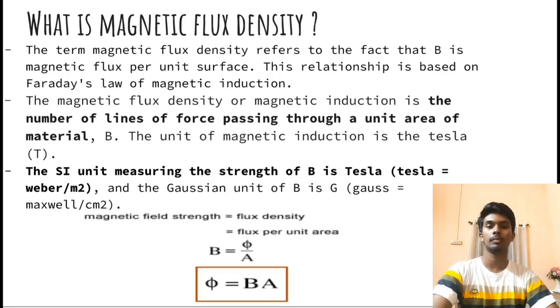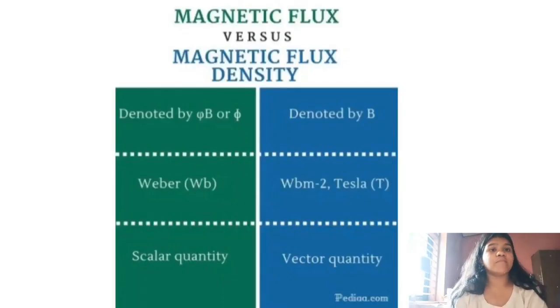B is Gauss. Hi, my name is Disha and I'm going to be talking about the difference between magnetic flux and magnetic flux density. Magnetic flux is the measurement of how much the magnetic field lines pass through a given area, while magnetic flux density is the amount of magnetic flux which passes through a unit area placed perpendicular to the direction of magnetic force.